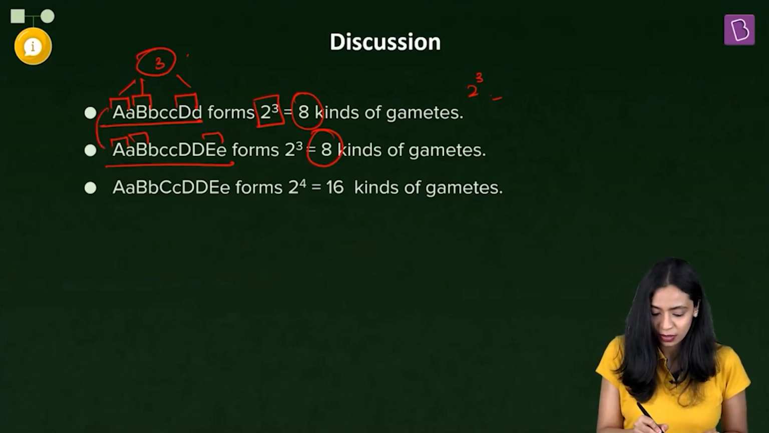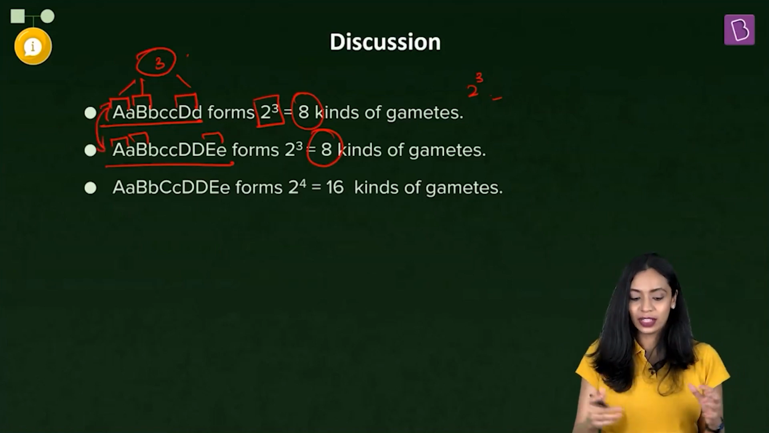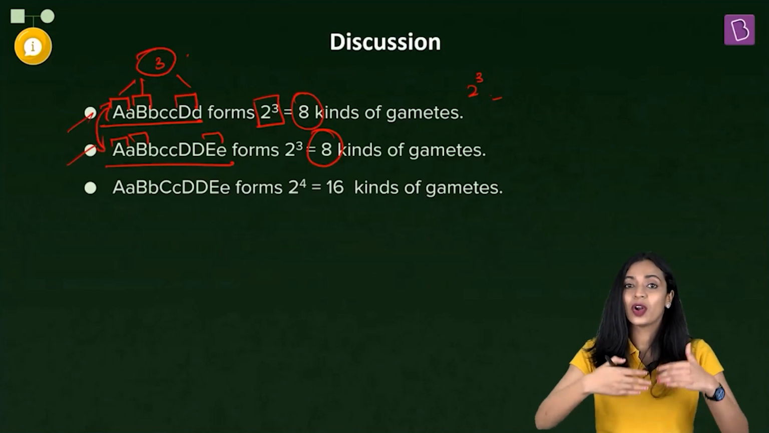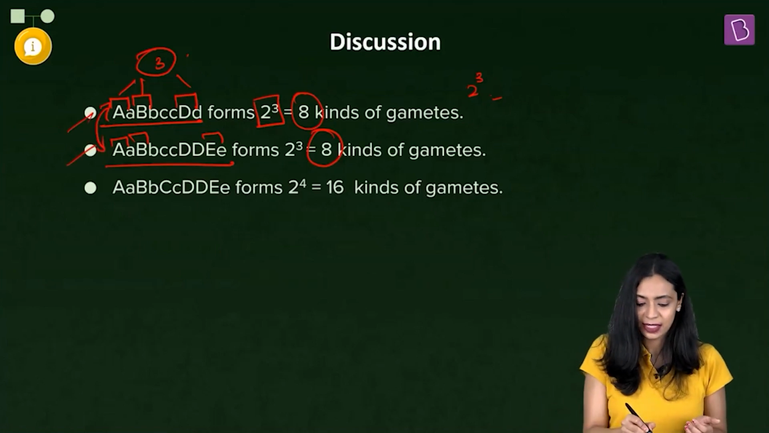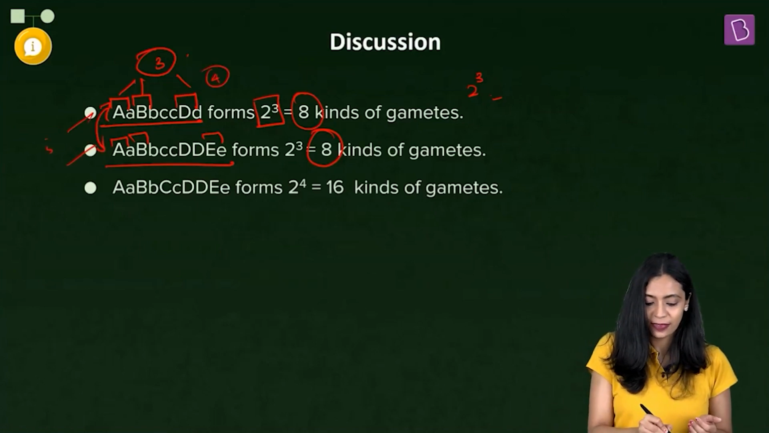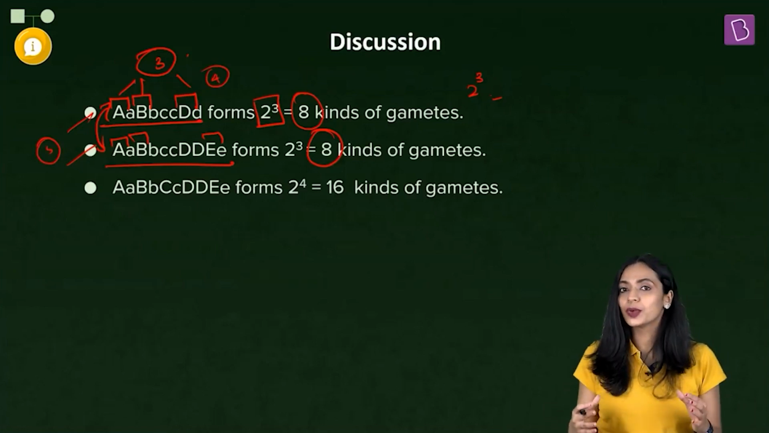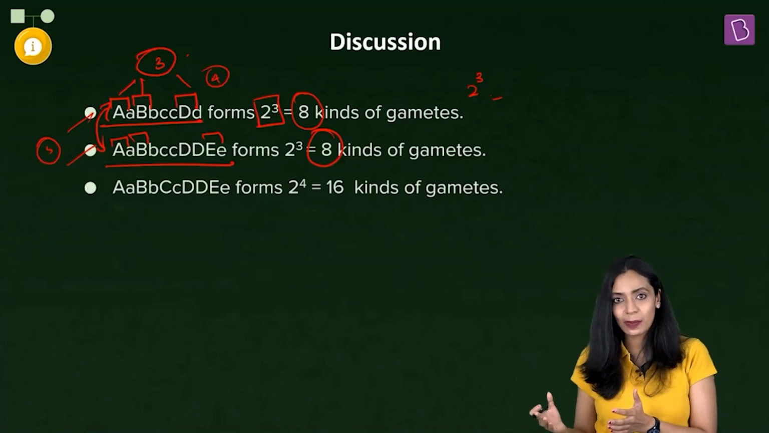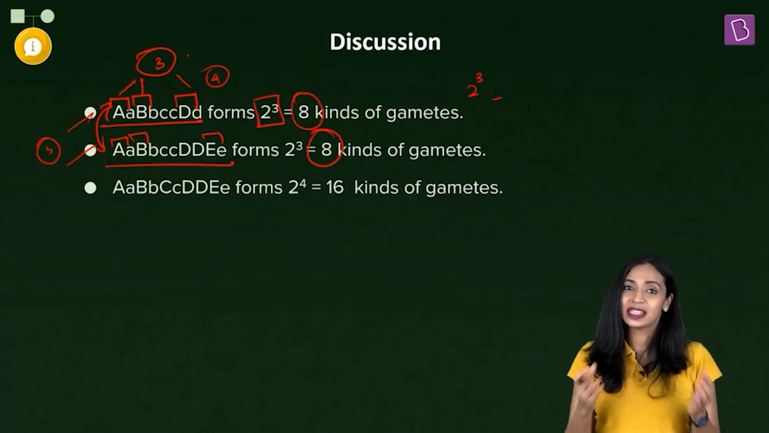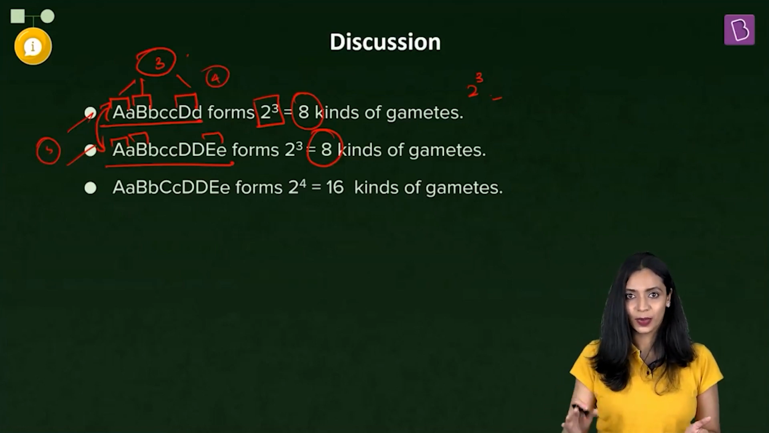You can see how the number of letters given in the genotype in these two options are not the same, right? This has 4 genes considered and this has 5 genes considered, but regardless of that, both of them will produce the same number of types of gametes because they both have the same number of heterozygous genes. Okay, I hope you've understood.